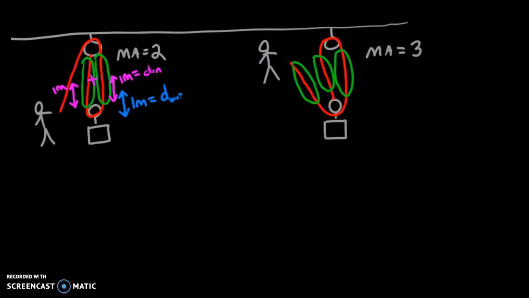If I look over here, I do the same thing. If I want to go up 1 meter, that would be my distance out. Each of these ropes needs to move 1 meter in order to get the whole contraption to move 1 meter. So my distance in equals 3 meters. Mechanical advantage, distance in divided by distance out, gives me my 3.